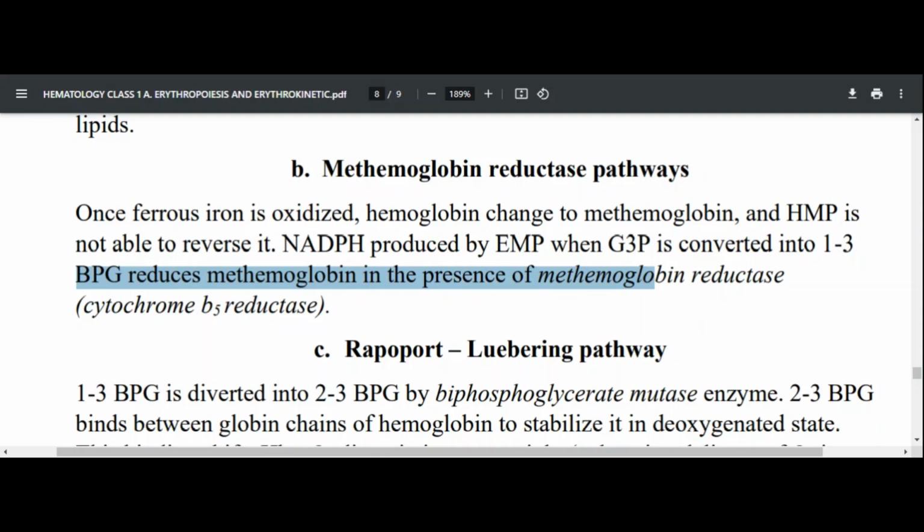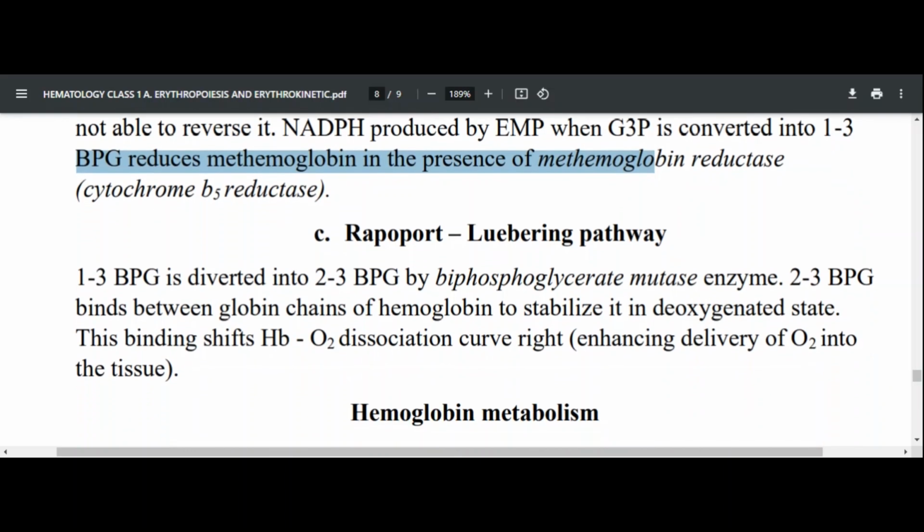So the last one is called the Rapoport-Luebering pathway. The Rapoport-Luebering pathway is another diversion pathway where the 1,3-bisphosphoglycerate generated from the previous step of the methemoglobin reductase pathway is diverted into another molecule. This is like isomerism, like a diversion, but there's no change of any atom on it, it's only switching the position of phosphate.